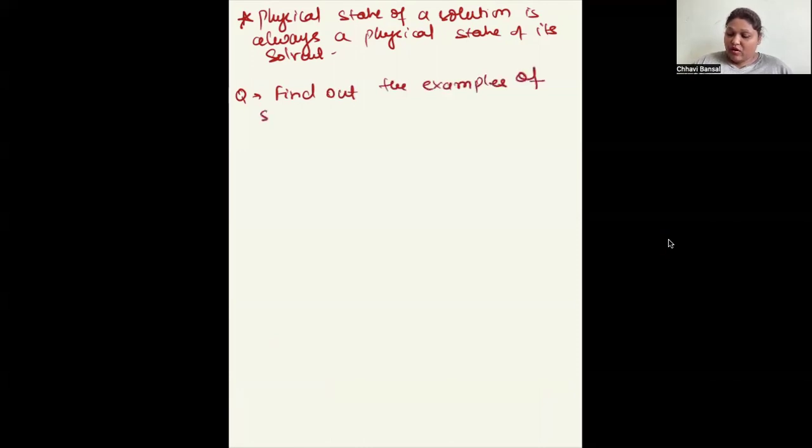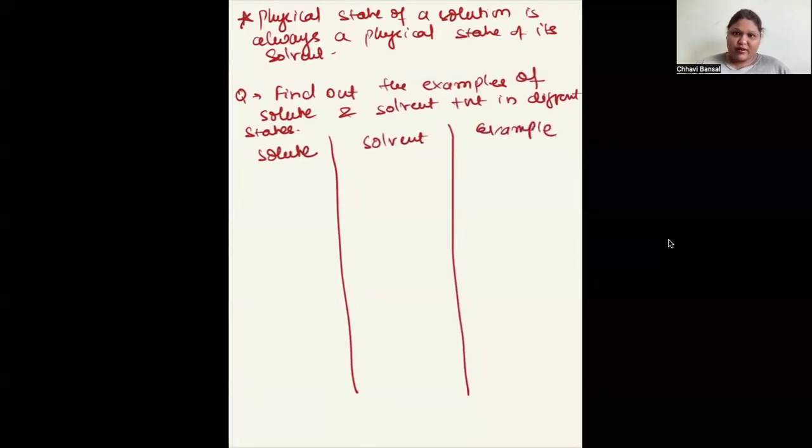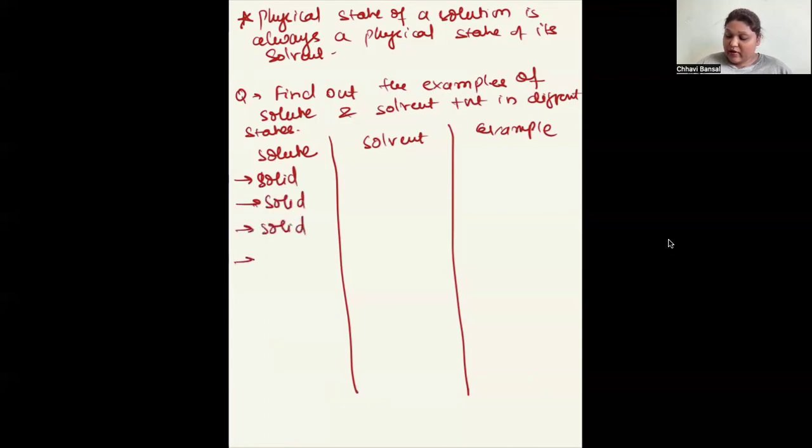of solute and solvent present in different states. Make this table: there is a solute, then the solvent, you have to mention the physical state, and then their example has to be written. So if solute is solid, solid and solid, then liquid, liquid and liquid, then comes gas, gas and gas.